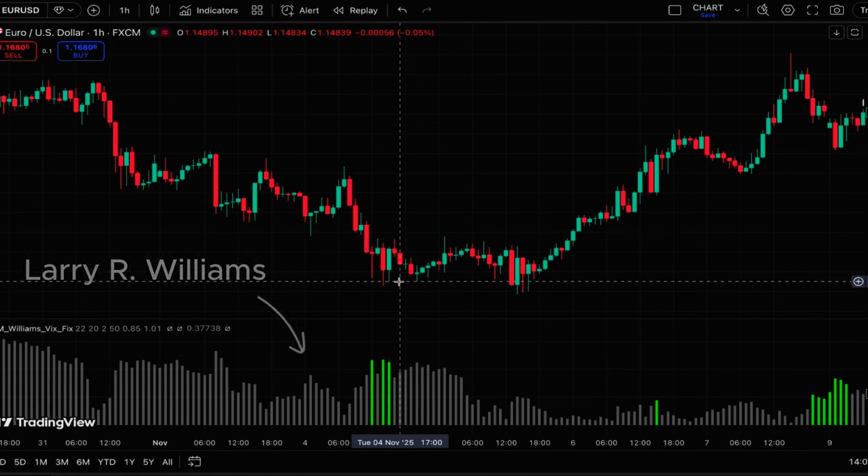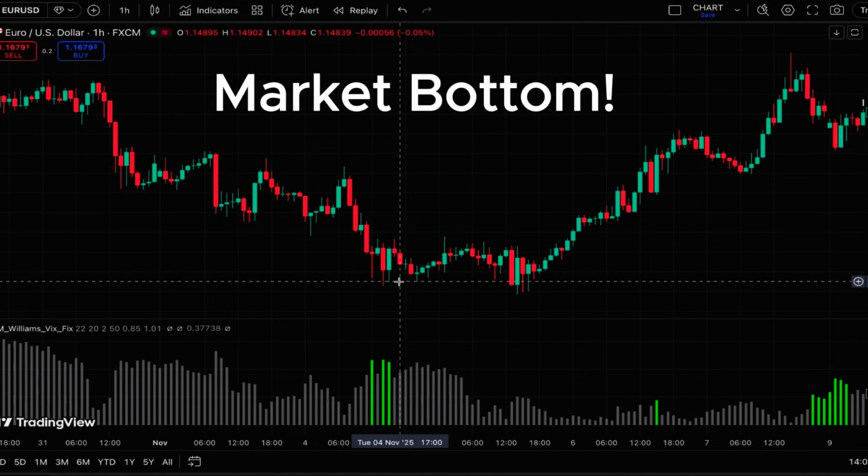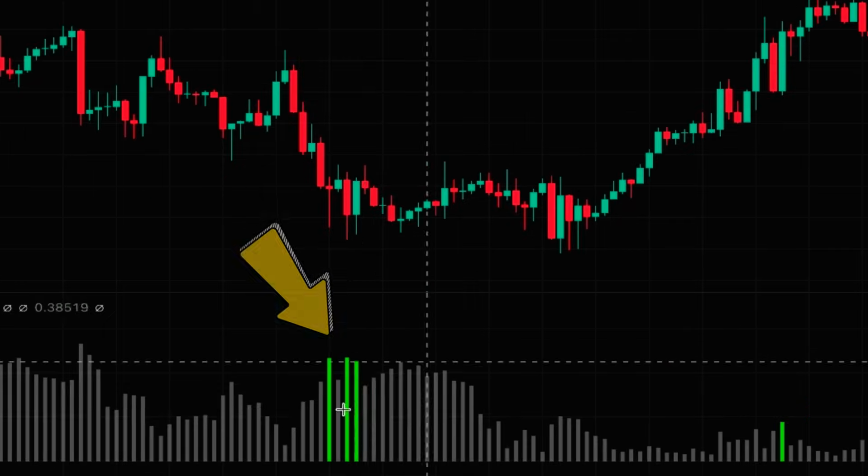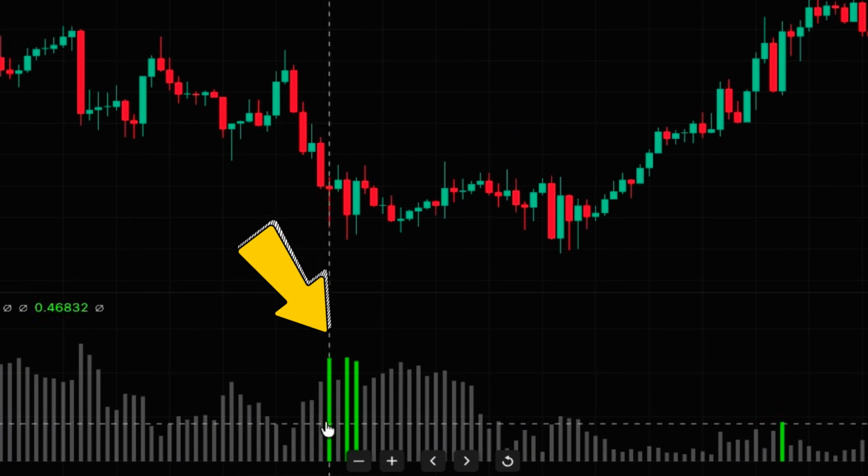This indicator was developed by Larry Williams, who is a very famous trader and author of many books about trading. This indicator is specifically designed for showing market bottom. By the help of advanced calculations of volatility, it tries to find market bottom. It doesn't show market top, only market bottom, and the signal is given here when the histogram turns to green.